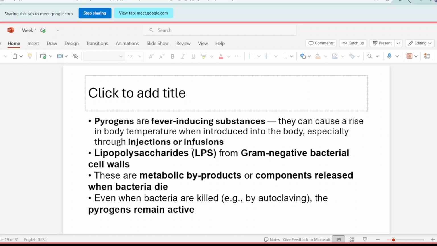Like it was mentioned earlier, pyrogens are these fever inducing substances. Typical examples would be this LPS from the cell wall and the metabolic byproducts, components that are released when bacteria die. The one thing to remember is that because these are just chemical moieties that can induce a reaction in your body, even if they are dead, the nature of the pyrogen would induce a reaction in your body leading to fever.